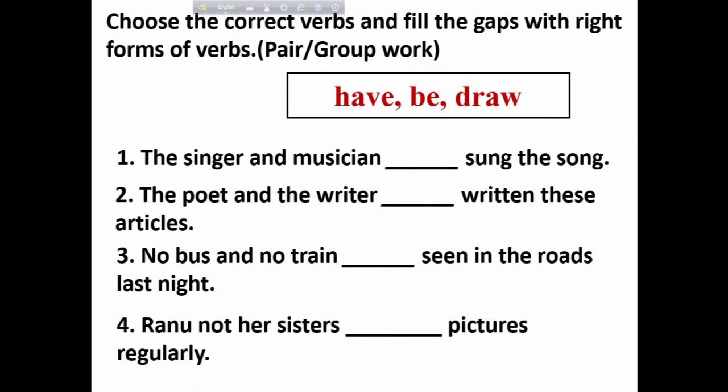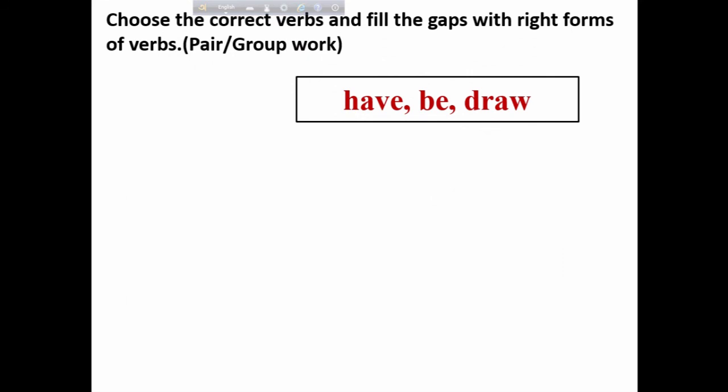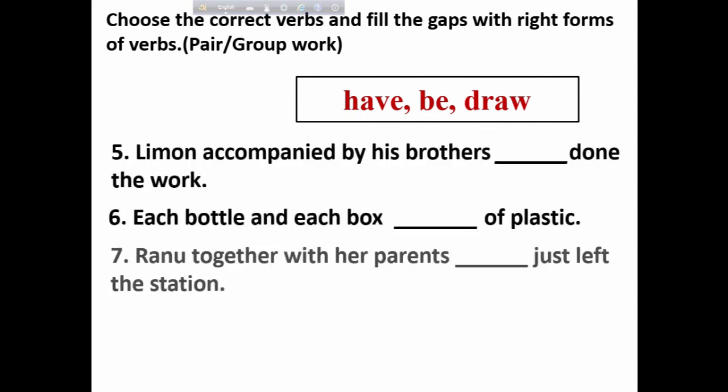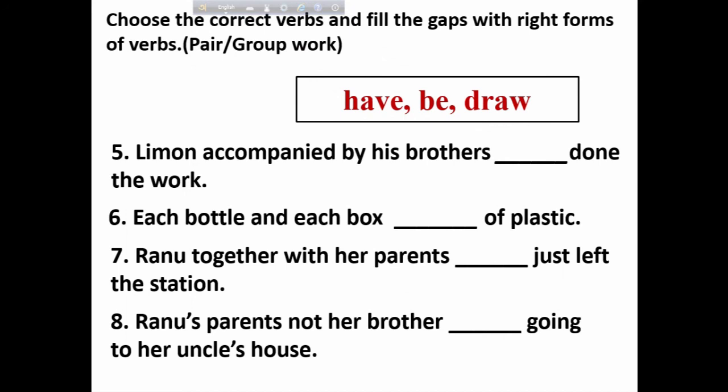The singer and musician, same person. Has. The poet and the writer, different persons. Have. No bus and no train. Was seen. Ranu, not her sisters. Draws. So Limon accompanied by his brothers, it will be has.